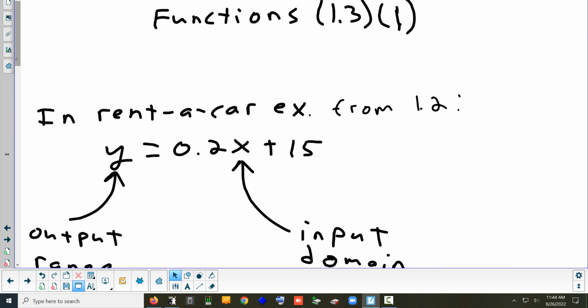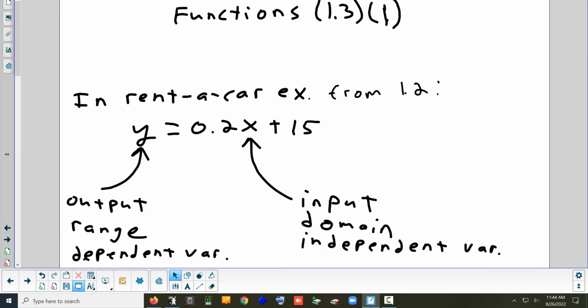So to talk about what makes something a function or not, there's a few vocabulary words I need to mention, and I kind of already mentioned them, having to do with the x and the y variable. Okay, there's different names for these variables. The x variable can be called your input. It's your independent variable. It's also called the domain. Your y variable is called your output. It's also called the range. You can also call it the dependent variable. All right, so it's just different names for the x and the y value.